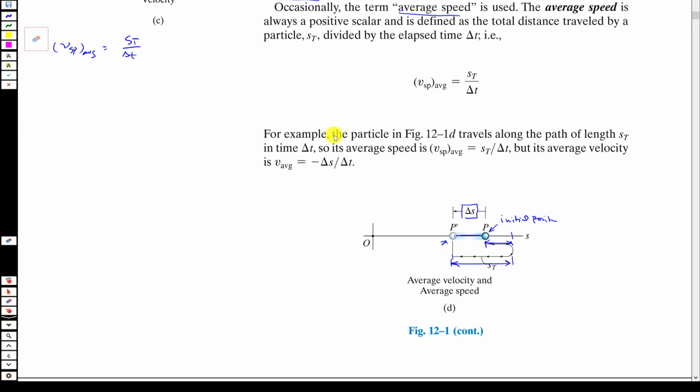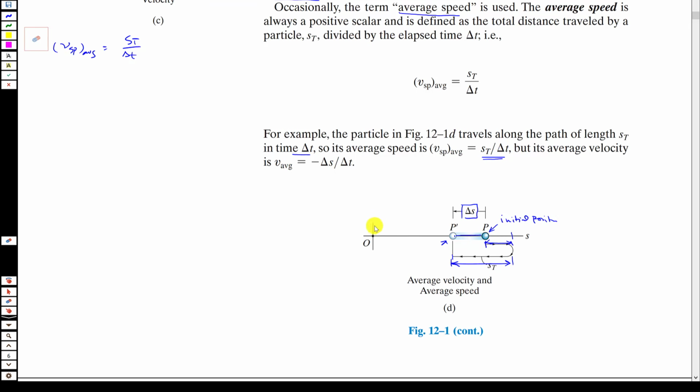For example, it says that the particle in figure 12.1 d travels along the path of length st. This is the path of this particle. Initially, this particle moves toward the right and then it travels towards the left. This total distance took some time interval, let's say delta t. So its average speed will be st, the total distance traveled, divided by total time.